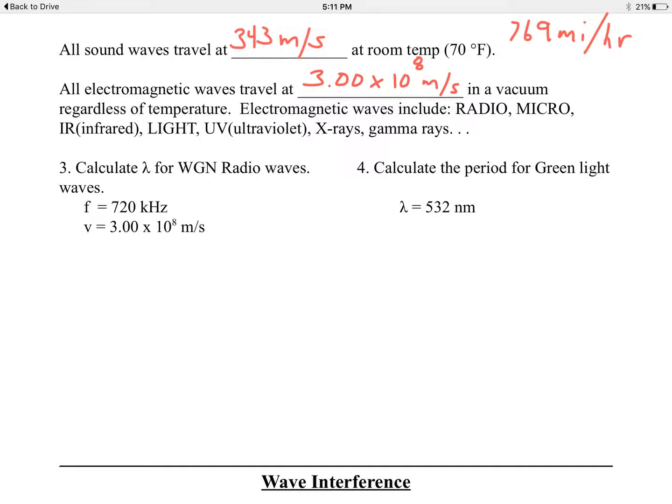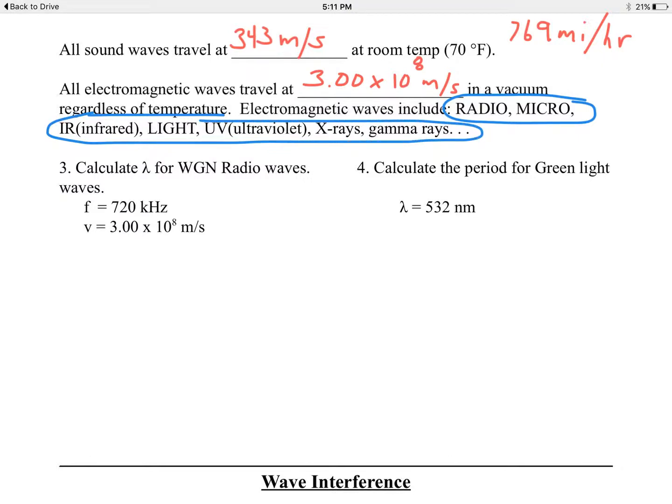Now, electromagnetic waves include all of the following listed here. Circle those in blue. Radio waves, microwaves, infrared, visible light, ultraviolet, X-rays, gamma rays, and there are some others, but these are the main ones that we'll be studying. All of these are electromagnetic, and they all travel at this very, very high speed. Sometimes this is called the speed limit for the universe. Nothing can travel faster than that. It's called the speed of light.